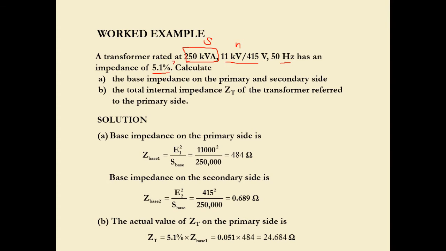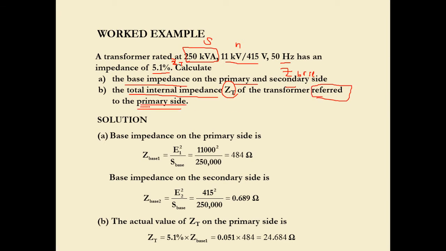The ZT, the transformer impedance. So calculate the base impedance on the primary and secondary side, both Z base of both sides. So you have to calculate that, and then the total internal impedance ZT of the transformer referred to the primary side. This is the main trick.